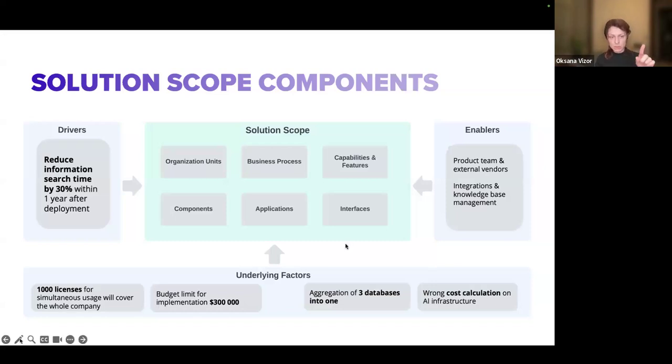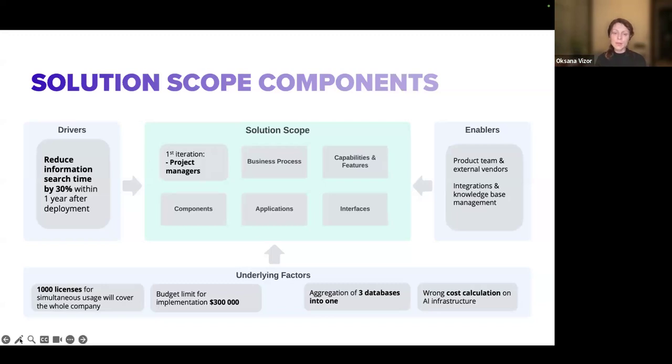And if we are talking about drivers, enablers, and underlying factors, if we take into account all this, we will have the next one, the solution scope. We will understand the organization units, for example, that means our target audience for whom we are doing all this. Actually, we are doing this for all employees of our company, but for the first iteration, we are taking into account the limited audience, the project managers role.